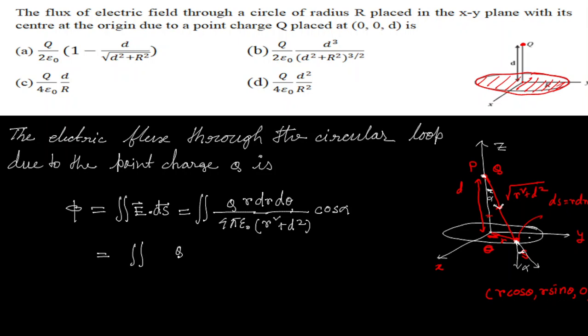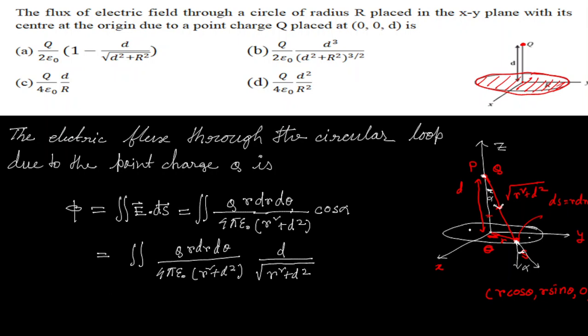Let me write all the other terms here first: Q r dr d theta divided by 4 pi epsilon naught times (r square plus d square), and now we have to put the value of cos alpha. What will be the value of cos alpha in terms of r? We can write it as r divided by the square root of r square plus d square, where the denominator is the square root of r square plus d square.